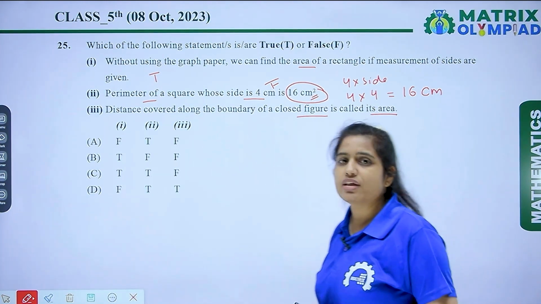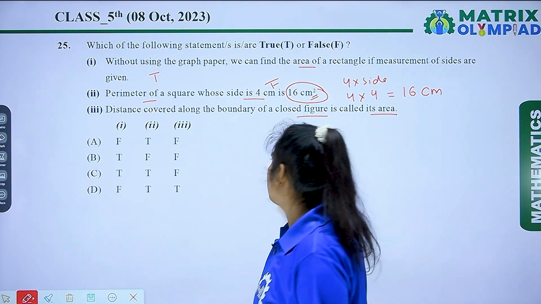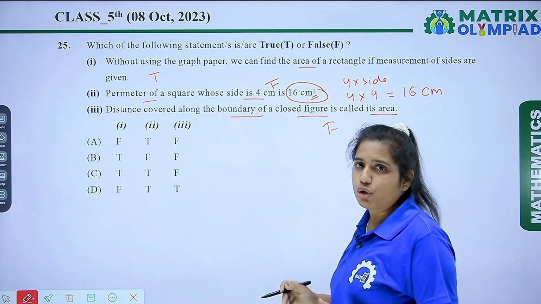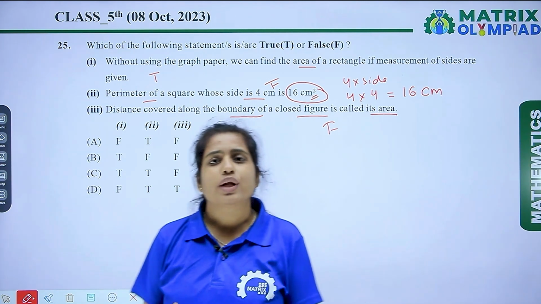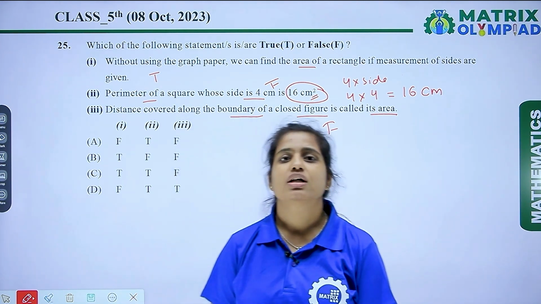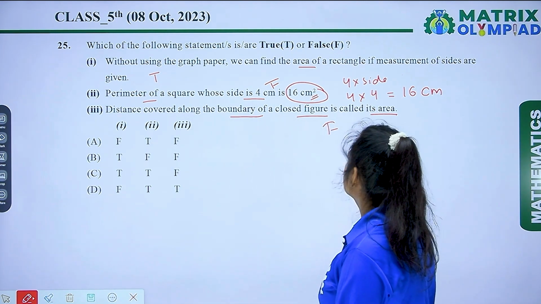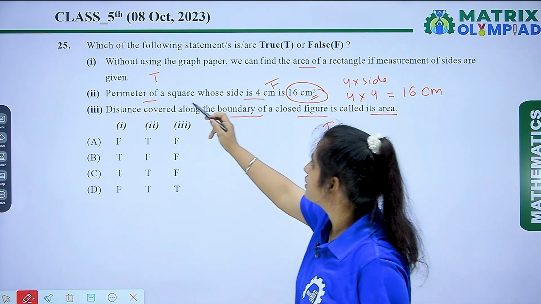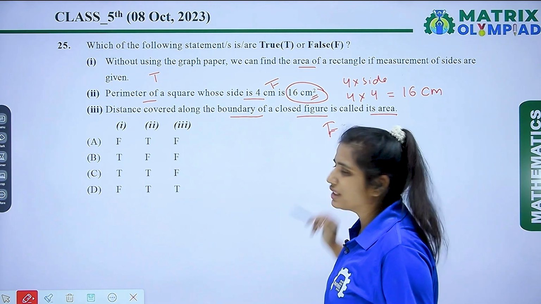So this statement is false. Why is it false? Because the distance covered along the boundary is known as the perimeter of the closed figure. So this statement is also false. So according to the question, the statements true, false, true is the correct answer.